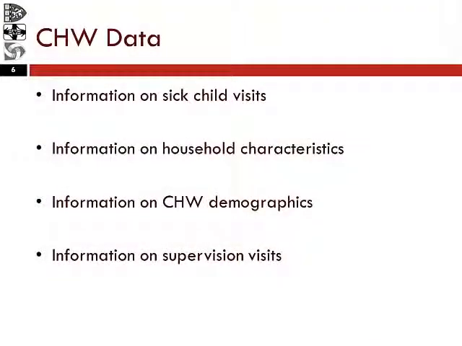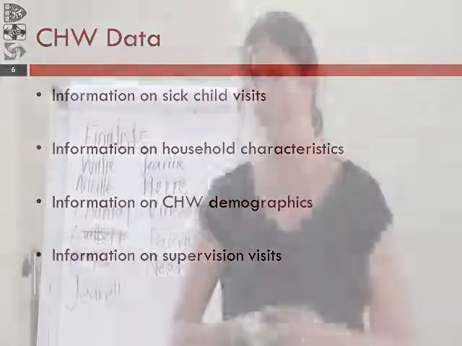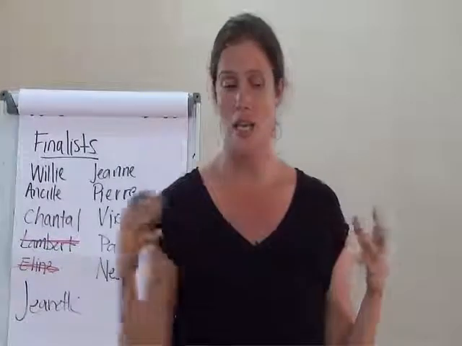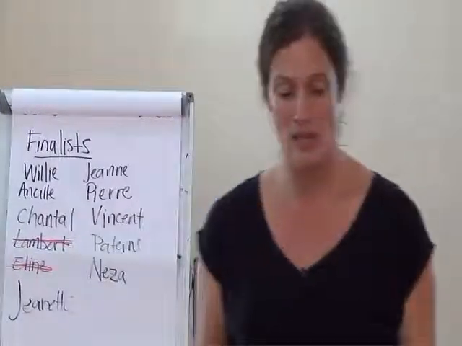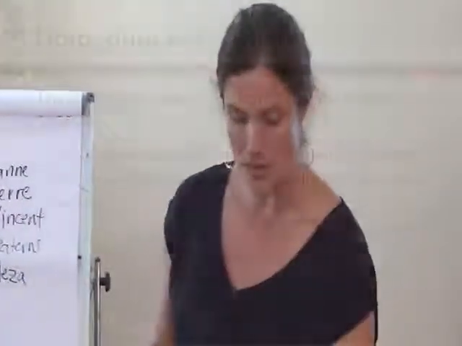So this is just an idea of the types of information they're collecting. They're collecting information on sick child visits, on household characteristics. We have data on the community health worker demographics. Who are they? Are they male or female? Are they primary school education, secondary school education? And we have information on how much supervision they get. And all of this data is just being collected. Some of it is being used, but a lot of it is underutilized.